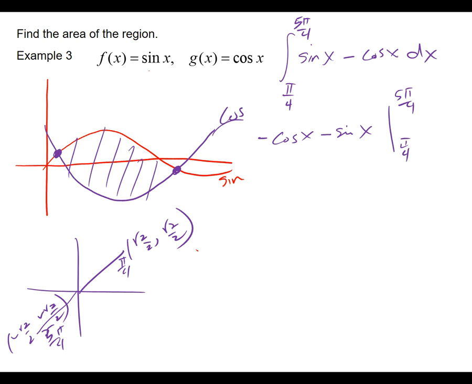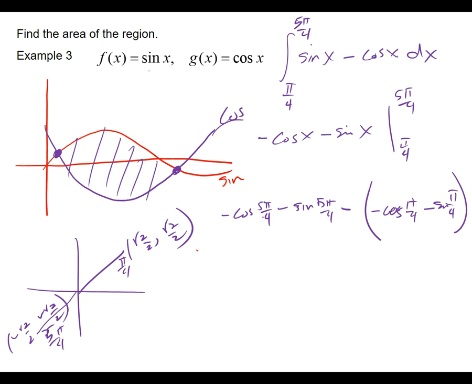Which number do I plug in first? 5 pi over 4. So negative cosine of 5 pi over 4 minus sine 5 pi over 4, minus, and always in parentheses, there's a sign issue going on there, negative cosine of pi over 4 minus sine of pi over 4. Once you've got it set up, the biggest problem here is you have to work on the signs.